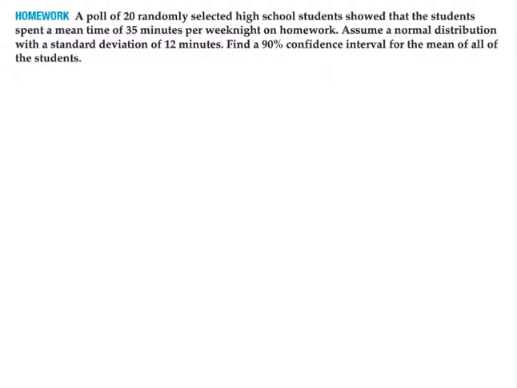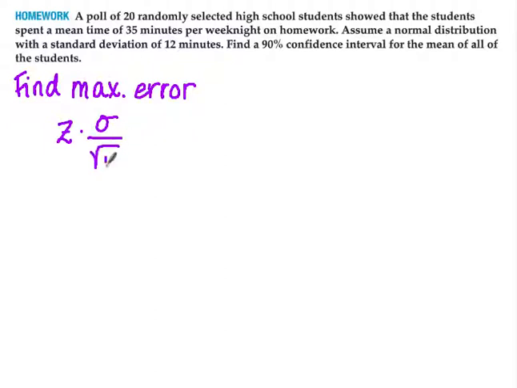So let's look at this one. A poll of 20 randomly selected high school students showed that the students spent a mean time of 35 minutes per weeknight on homework. Assume a normal distribution with a standard deviation of 12 minutes. Find a 90% confidence interval for the mean of all students. So the first thing you're going to do is find the maximum error of estimate.